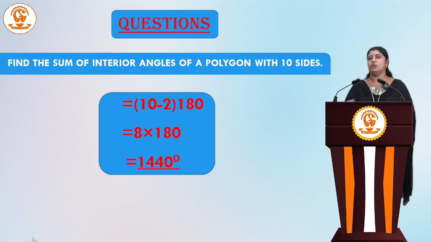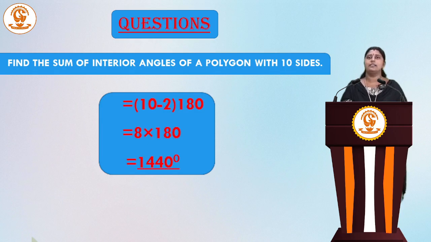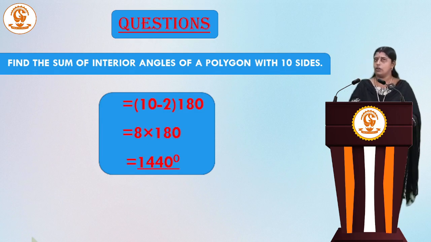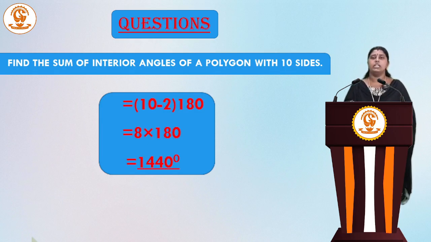1440. Very good. The answer is 1440. I hope you all got the correct answer. Is it your answer? 1440. Yes, ma'am. Very good, Maklai. This is the correct answer. 1440 is the sum of interior angles of a polygon with 10 sides.